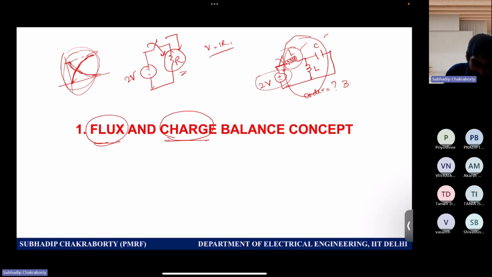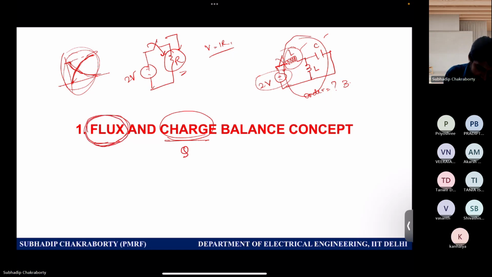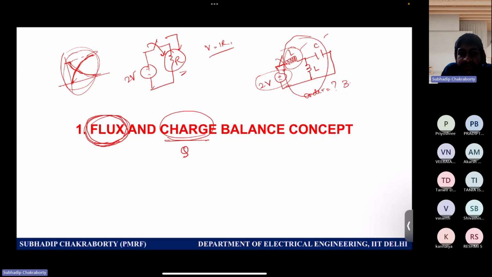Do you know about charge? I hope you know about charge. What is charge? But do you know about flux? Just unmute and let me know. Do you know about flux? Yes, sir. Yes, what is flux? Number of magnetic lines passing through the middle.